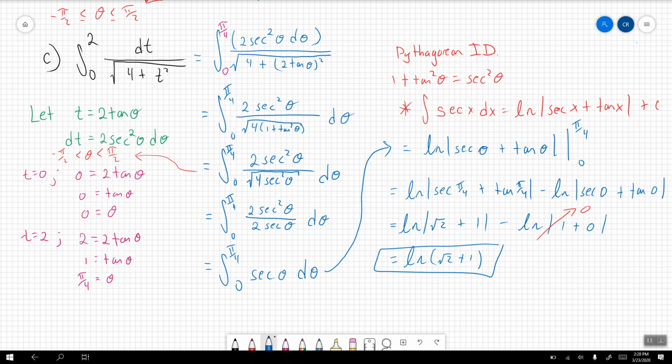Now, here's going to be a challenge for you. All right, so I'm going to write this in purple. Try to, and actually, I'll save that challenge for next time.